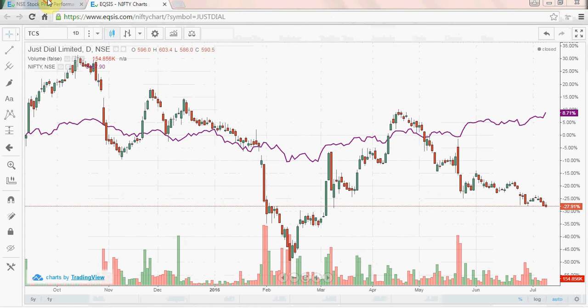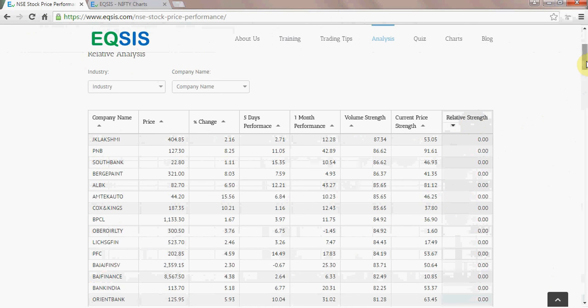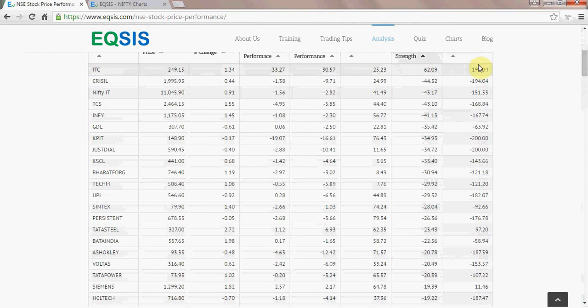How do I say it is underperformance? Let me once again explain this table. Look at this, it shows all negative. If you click once again on the relative performance, sometimes it comes zero because the market is at all-time high, and you get some positive numbers. So I'll sort these numbers based on strength also.